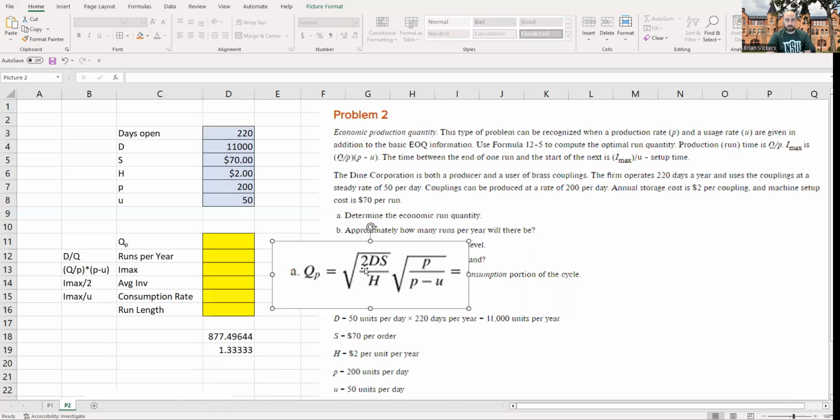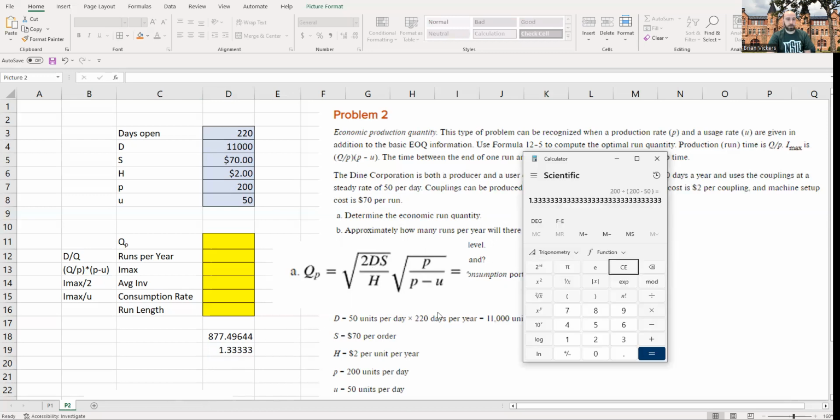Now I found the square root of this. I found the square root of this. I'm going to multiply those together. So I'm just going to type them back in, 877.49644 times 1.33333, enter. And I get 1169.9923.